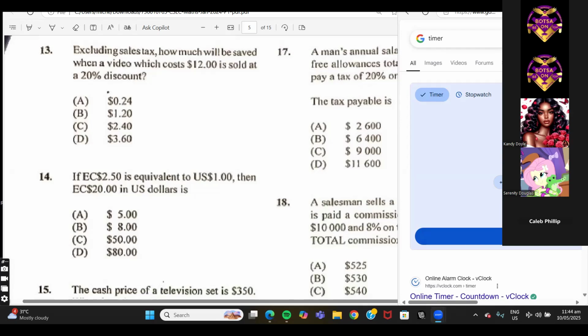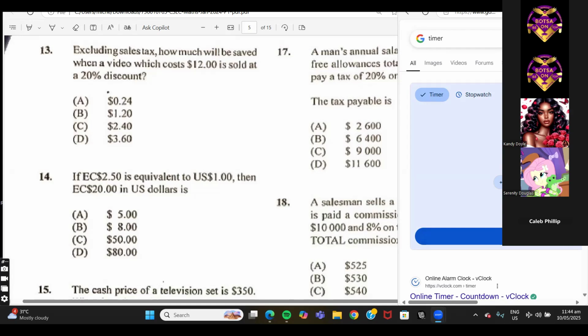Well, 14 is saying, if EC $2.50 is equivalent to US $1, then EC $20 in US dollars is.